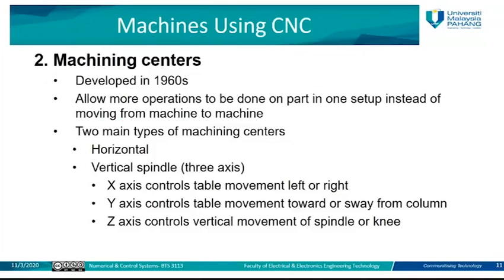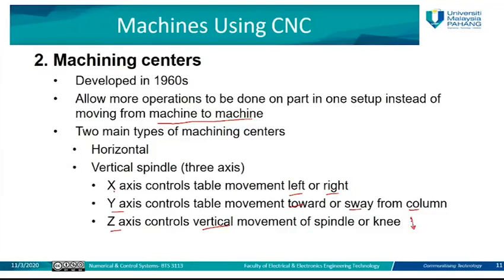Then the machining center has more than 2 axes. It can be 3, 4, or 5 axes. It was developed in the 1960s. It allows more operations to be done on a part in one step instead of moving the part from machine to machine. Since you have more axes, you have more freedom to move the part: left and right with the X-axis, toward or away from the column with the Y-axis, and with the Z-axis it becomes the vertical movement of the spindle.